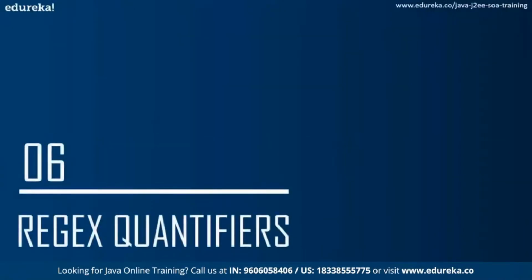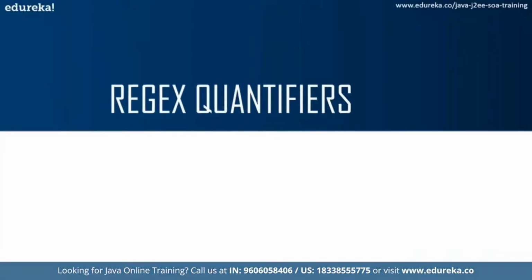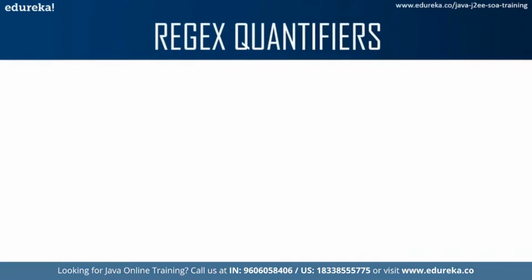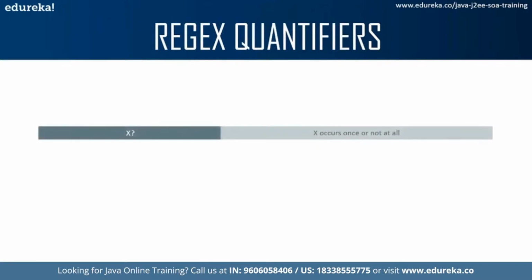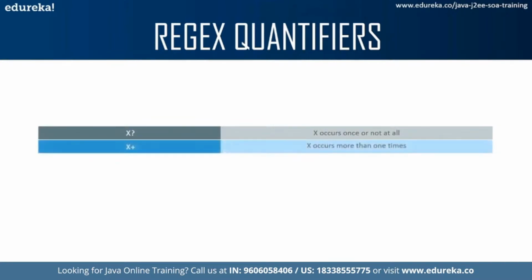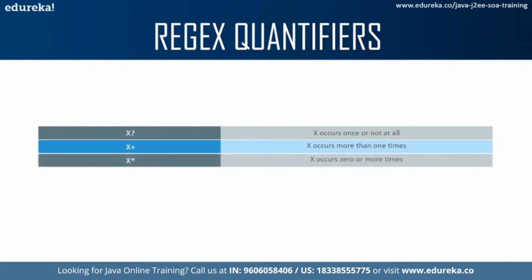Now let's move ahead and understand what regex quantifiers are. The quantifiers specify the number of occurrences of a character. Even this comprises various forms. For example, X followed by a question mark implies X occurs either once or not at all. Then you have X plus, which implies X occurs more than one time. And X with a star, that is a multiplication symbol, implies X occurs 0 or more times.